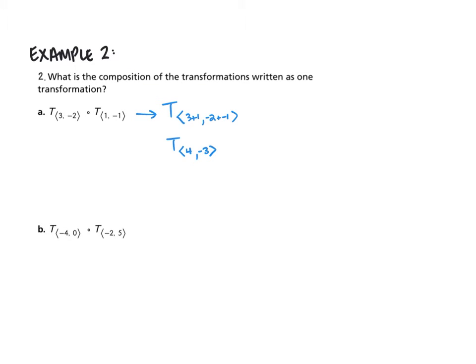In the second example, we can see here we're doing a translation that goes left 4 but doesn't move up or down, followed by one that goes left 2 more and moves up 5. So that new translation could be described by saying it's to the left 4 plus to the left 2 more, and then not moving up or down, followed by moving up 5. And so that would be a translation that would move 6 to the left and then 5 up.